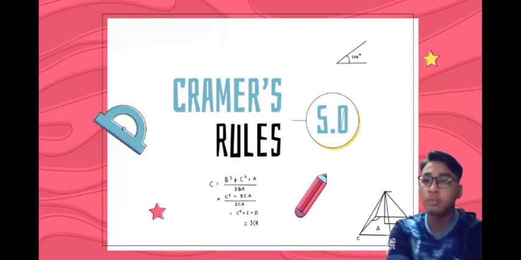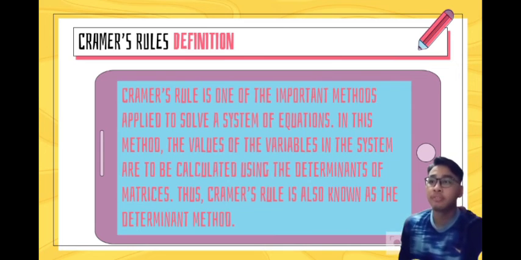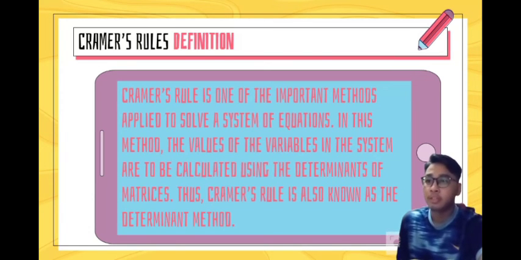Now we are going to Cramer's rule. Cramer's rule definition. Cramer's rule is one of the important methods applied to solve a system of equations. In this method, the values of the variables in the system are calculated using the determinant of matrix. Cramer's rule is also known as the determinant method.